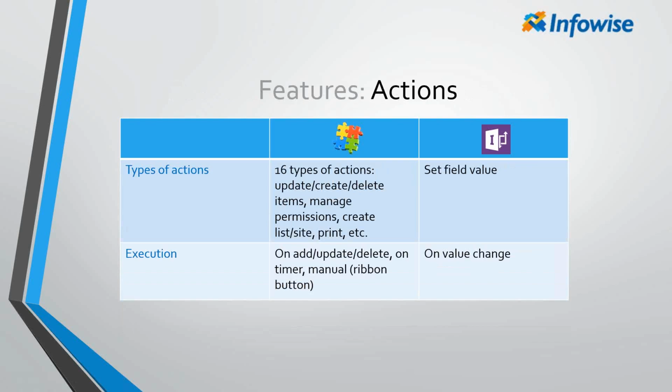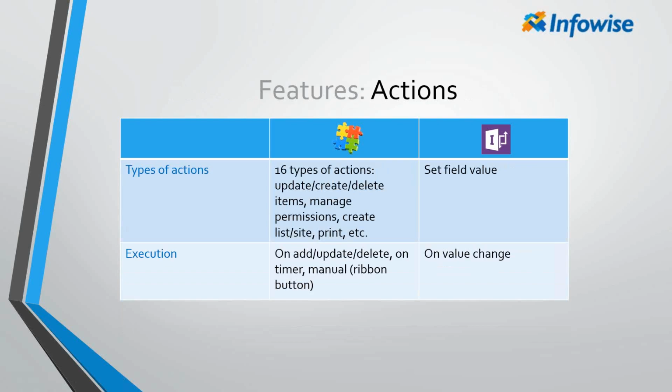In our case, we support 16 types of different actions, from updating, creating, deleting items in any list, in any site collection, basically. You can manage permissions for anything between an item to a whole site. You can create new sites and new lists. You can print and so on and so on.